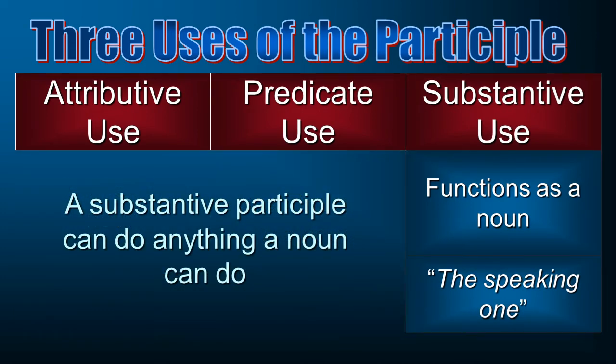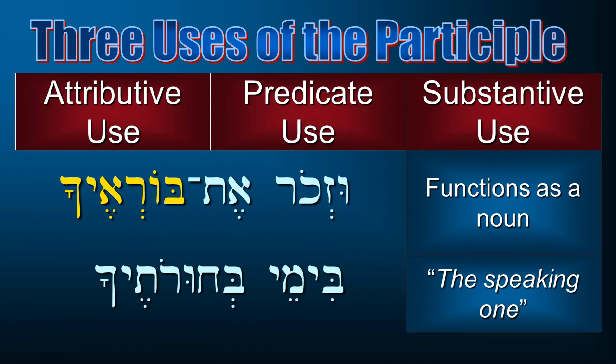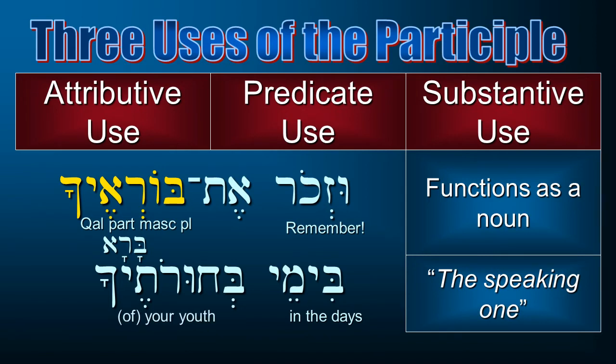So a substantive participle can do anything a noun can do. It's coming almost to replace the noun. Let's look at an example. We have Zekor, remember, Eth Bore'echa. It's saying remember the one who created, or your creator, by Yom, in the days of your youth.